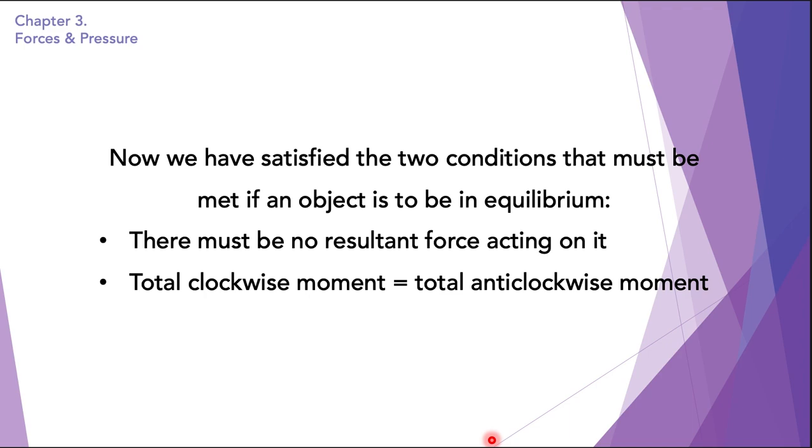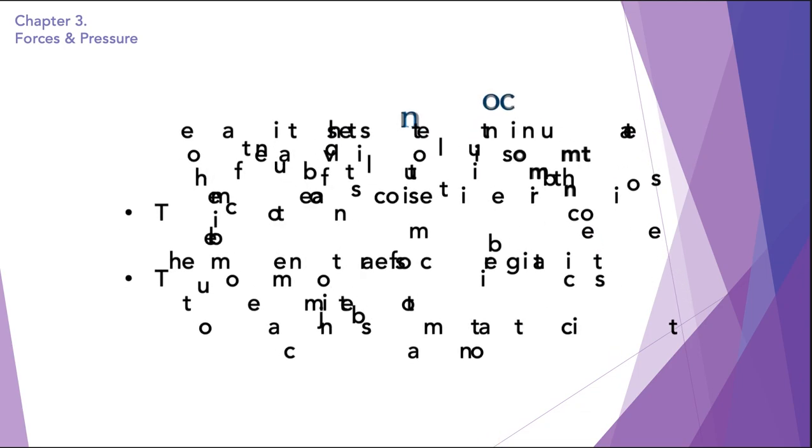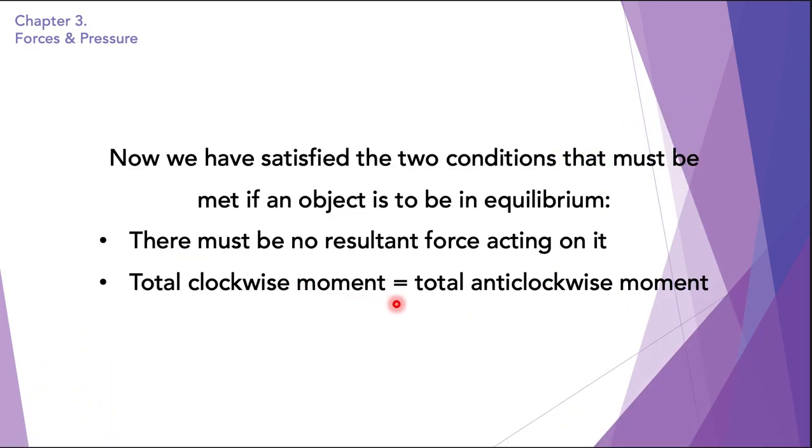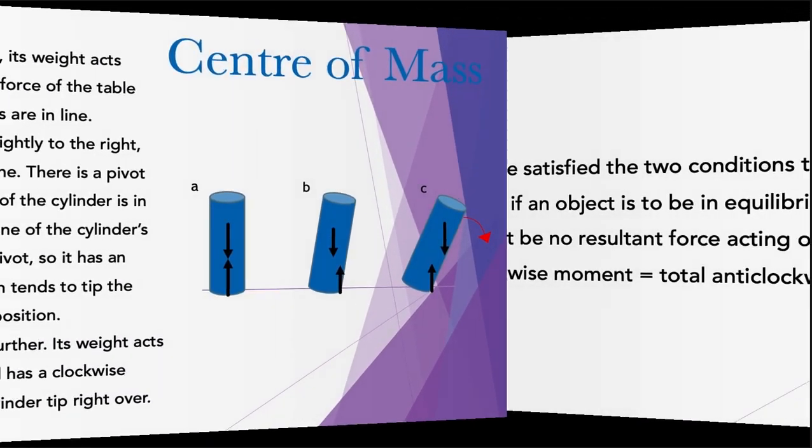Okay, now that we've understood equilibrium and moments of force, and the equation we used for moment, which is moment of a force about a point is equal to force multiplied by perpendicular distance from the point, and another equation, the equation for equilibrium, is total clockwise moment is equal to total anti-clockwise moment. So now that we've cleared all of these things out, we can move ahead on to understanding center of mass.